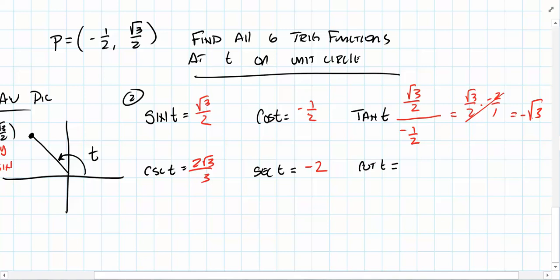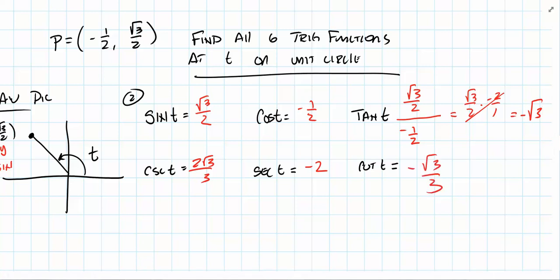You with me, guys? Everybody still with me? Why do I have a negative 2? For secant? The reciprocal of negative 1/2 is negative 2. The one you just did? What's the one you just did? Cotangent? No, I just did tangent. Okay?